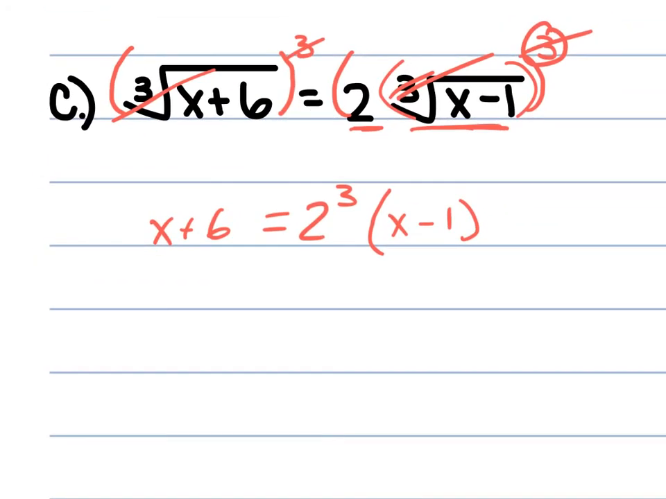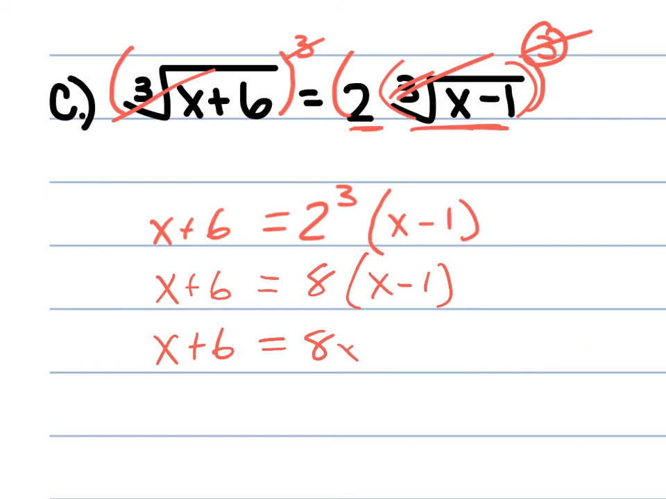So 2 cubed is what? 8. Okay, so it's 37. No, I'm just kidding. It's 8. And I would distribute it. Distribute, and we get x plus 6 is equal to 8x minus 8.